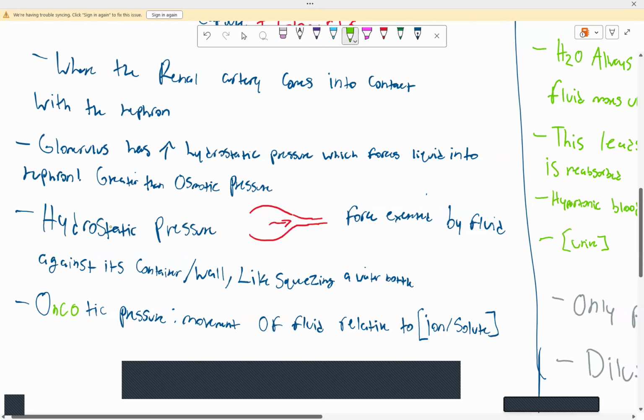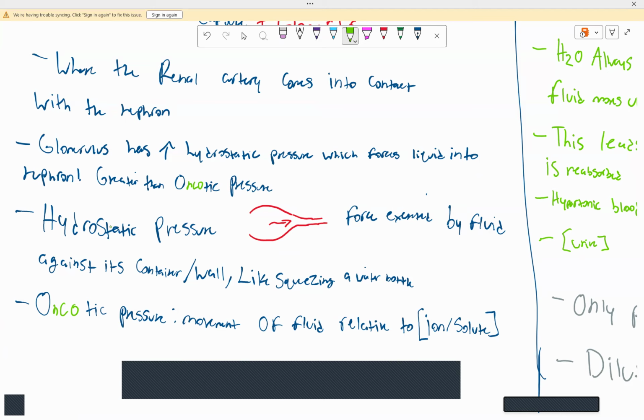Oncotic pressure and hydrostatic pressure together make up the Starling forces, and they're constantly kind of at war with each other. One may be greater than the other, and in this case, the glomerulus has increased hydrostatic pressure, which forces liquid into the nephron. So it has a greater pressure than the space in the Bowman's capsule, and it'll force the fluid into the nephron.